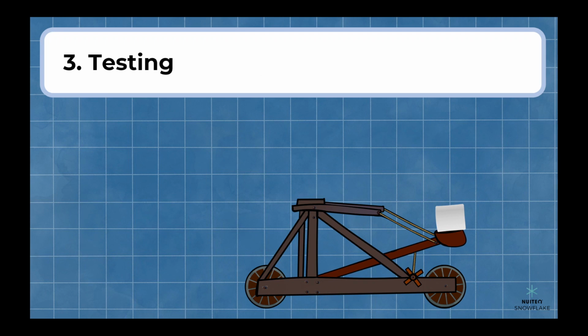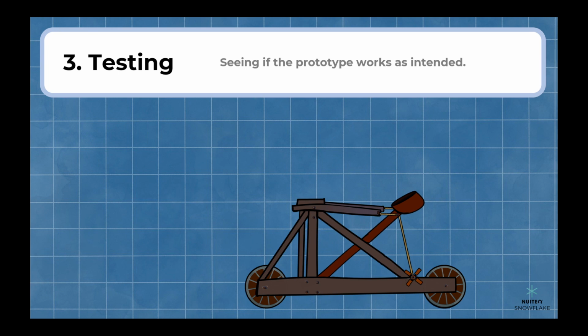Once we have our catapult built, we need to test it. This is where we see if it actually works the way we intended. We might use small balls, or even marshmallows, as our projectiles, to see how far they go, and how accurately we can launch them.